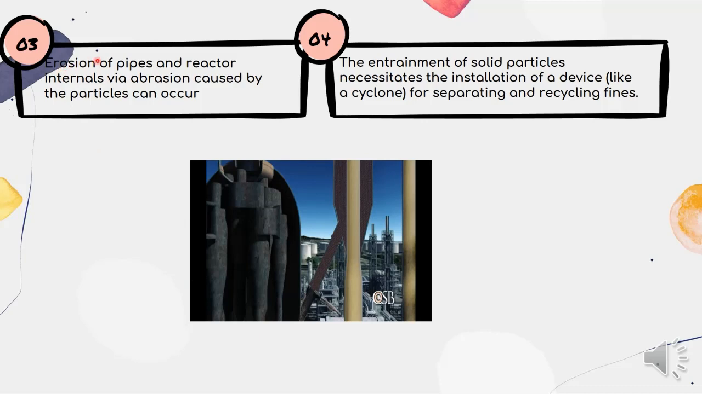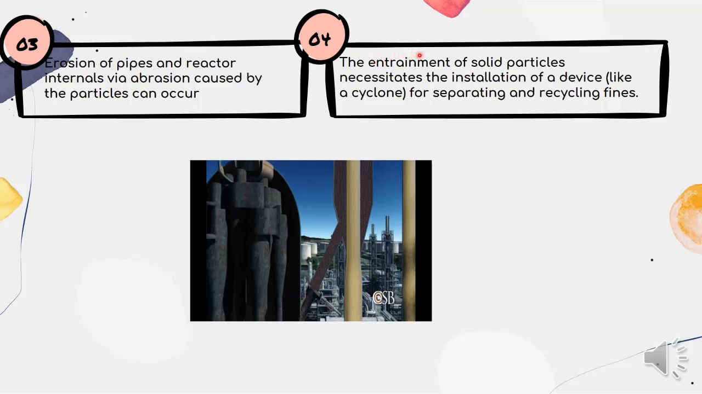Next is the erosion of pipe and reactor internals via abrasion caused by the particles, which can occur. The erosion sometimes is because of the high temperature or maybe high pressure, and also like the previous slide, the accident was caused by the valve. The valve was eroded. So that's why we need to have maintenance to ensure that all the equipment is in good condition.